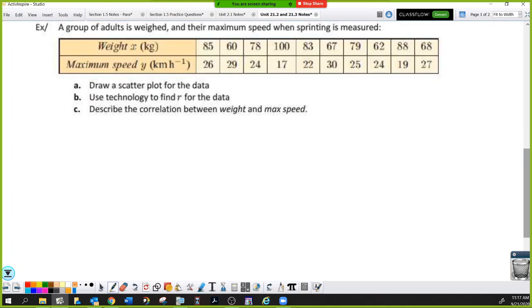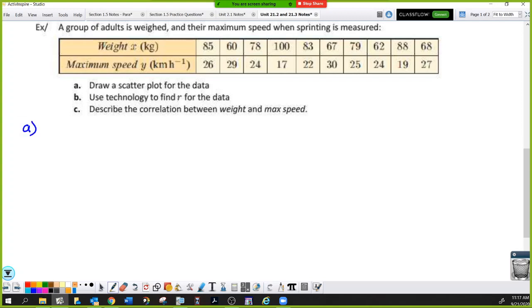A group of adults is weighed, then their maximum speed when sprinting is measured. So we have weight in kilograms across the top, and we have our maximum speed in kilometers per hour on the bottom. It says draw a scatter plot. Yuck, right? But to be honest with you, that's the hardest part of the homework, is drawing scatter plots. Okay, well, let's get a scatter plot going.